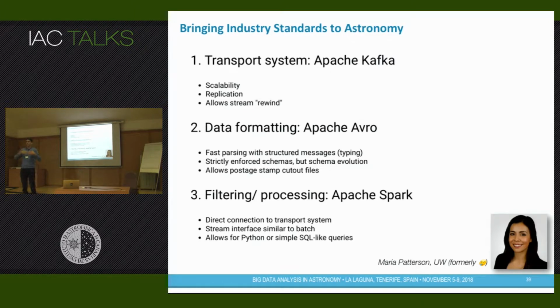It's basically the thing that transports alerts around, things that move things around. It's like the internet equivalent of a truck to move things around. Data formatting, Apache Avro. So that would be, instead of writing packages in XML, there's a more compact way to store them, and it's standard and it's being broadly used. And for filtering and processing, something called Apache Spark. The downside of knowing all these things is that you become really attractive to people who have way more money than academics do. So Maria left for a startup about a month ago, and we're very sorry for that.